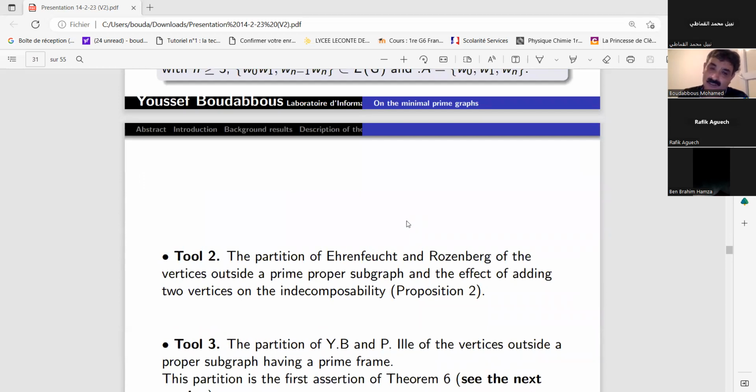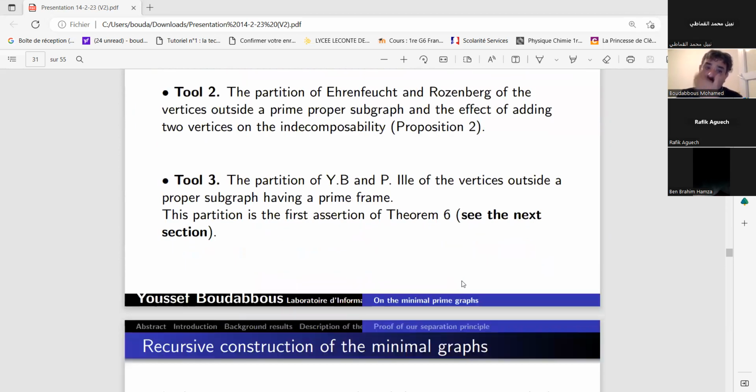Another tool is the partition of Ehrenfeucht-Rozenberg and the effect of adding two vertices, that is proposition 2. Another tool is another partition obtained by myself and Pierre, of the vertices not outside the prime subgraph, but outside a subgraph having a prime frame. It is more general.